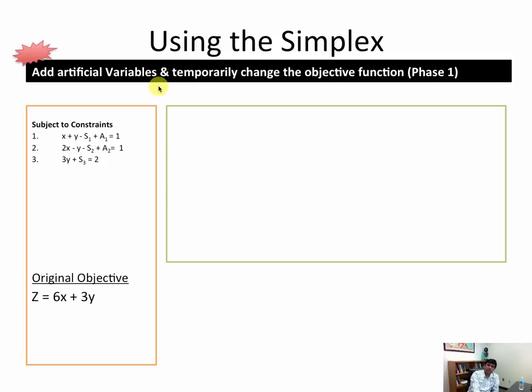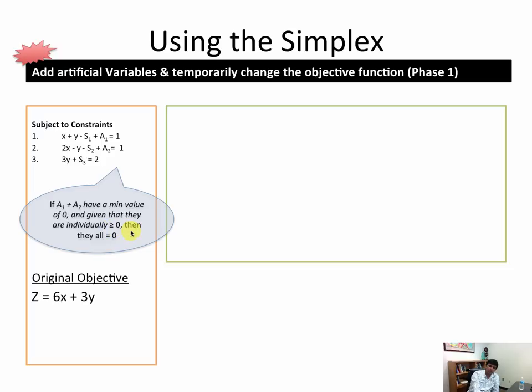Because we have added artificial variables, we have to temporarily change our objective function, and that is phase 1 of this method. If we say that a1 + a2 has a minimum value of 0, and given that individually a1 and a2 are both ≥ 0, then we can say that both a1 and a2 are individually equal to 0. Might sound confusing, but the bottom line is if a sum of two positive numbers is equal to 0, that means individually those two numbers are equal to 0. And that's how we will derive our objective function of phase 1.